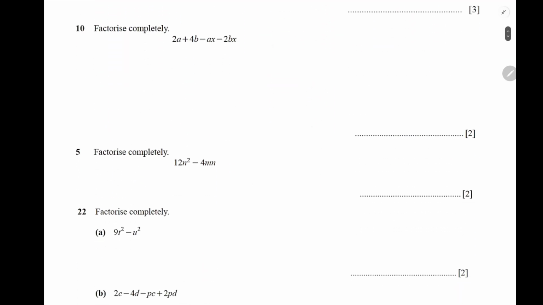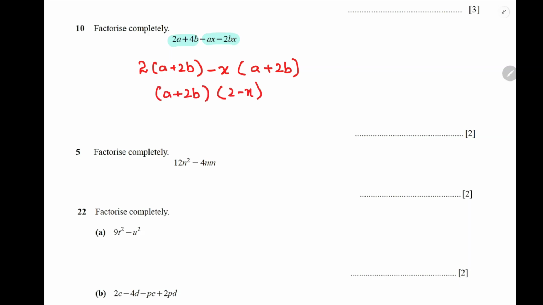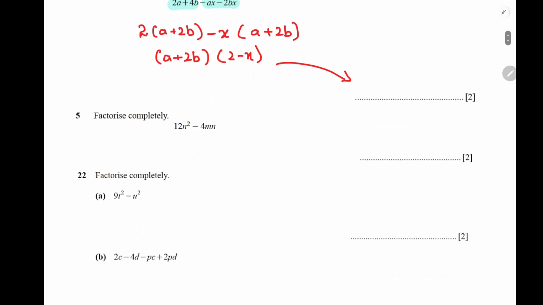Okay. Now the next question, again 4 terms, so I'll go by grouping. I'll take 2 common, so it would be a plus 2b. And again, I can take x common, but negatives are here, so I'm taking negative x. So a plus 2b. Now I can take a plus 2b common, and 2 negative x over here. I'm not writing the answers with dashes.